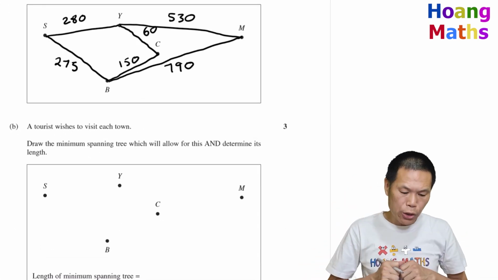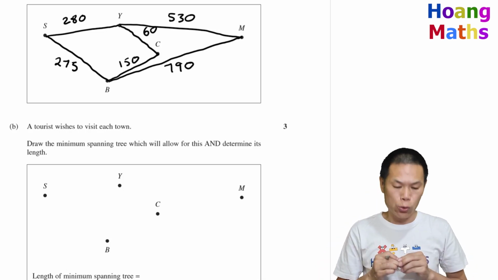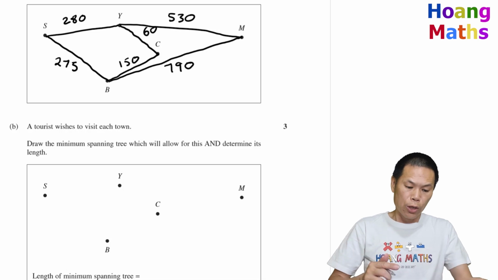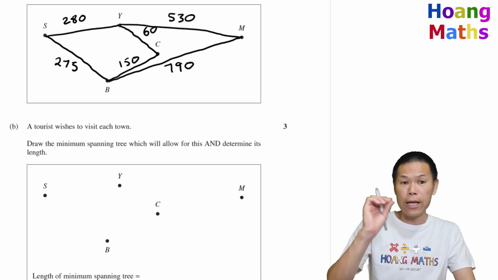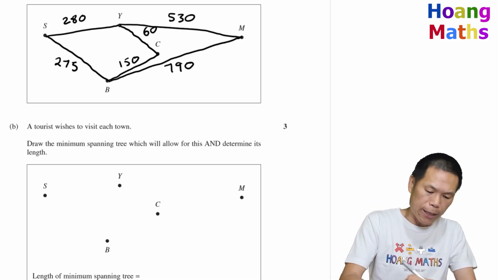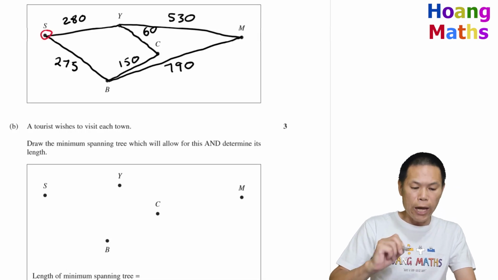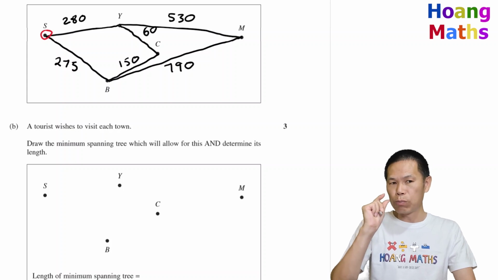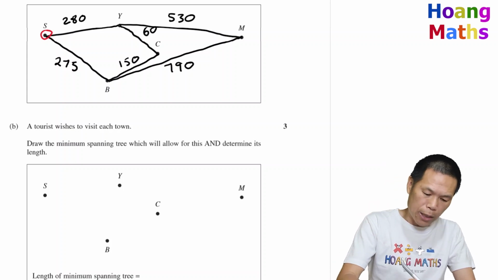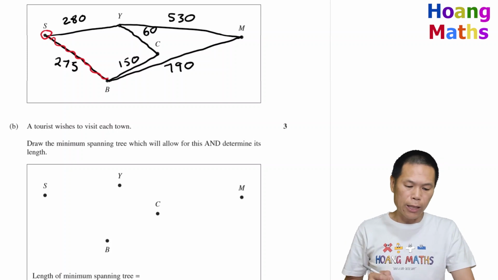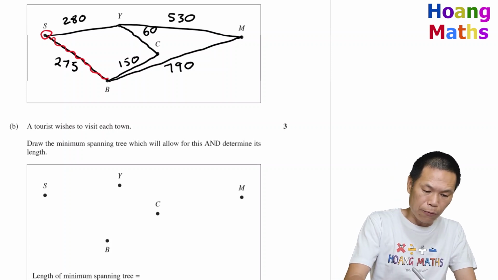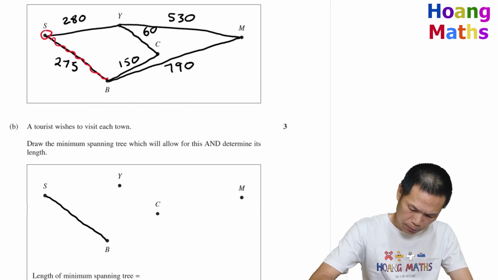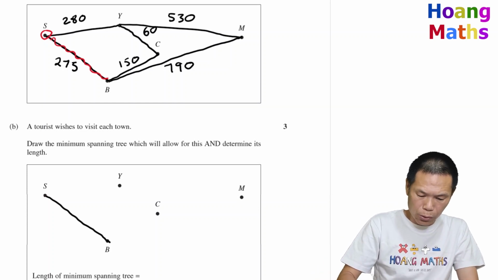Part B. So we need to draw a minimum spanning tree for the network, and we need to work out the length as well. So first of all, we can start from any vertex. So let's just start from S. S can either go to Y or go to B, and we need to work out the smallest value. So that is here, 275. That's the smallest value. So S to B is 275.